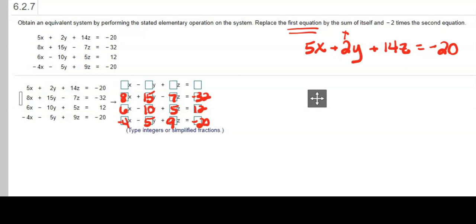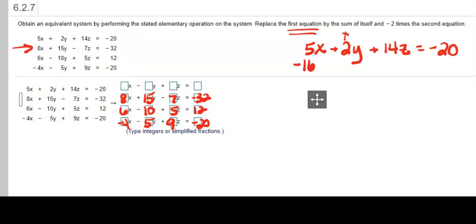So negative 2 times the second equation, I'm going to take a negative 2 through there. So that's going to give me a negative 16x, a negative 30y, a positive 14z, and a positive 64. So I've got the first row and negative 2 times the second row. What am I supposed to do to those? I'm supposed to add them.